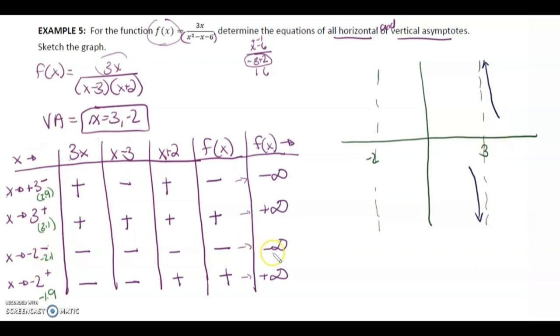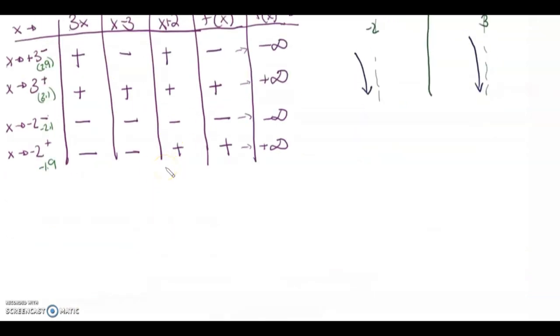-2 on the left side, we're approaching negative infinity. And -2 on the right side, we're approaching positive infinity. Okay, so vertical asymptotes are done. Now let's do horizontal asymptotes.